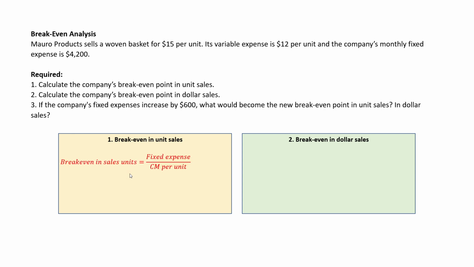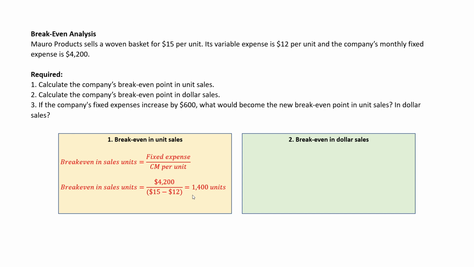Our formula for break even in sales is our fixed expense in total, which is already given to us as 4,200, divided by our contribution margin per unit. In this example, again, our fixed cost in total is 4,200. Divide that by our contribution margin per unit, and recall from earlier lessons that would be our selling price of $15 minus our variable expense per unit of $12, or $3 per unit. 3 divided into 4,200 is 1,400 units. So our break-even point is we would have to sell at least 1,400 units to break even.